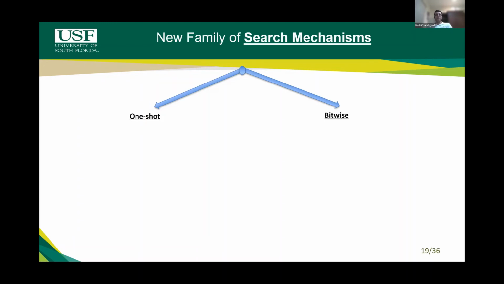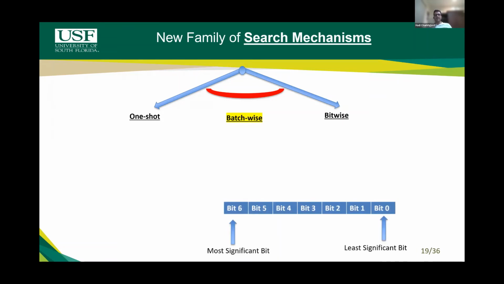So here is basically a summary of the search mechanism. You have the one-shot approach and the bitwise approach that I explain in this talk. But I want to tell you that there are tons of other search mechanisms that you can develop, and we have personally not yet had a chance to explore them. These are future research directions. I call them batch-wise approaches, which lie between one-shot and bitwise. Basically, if you have 6 bits, instead of going bit by bit or one-shot, you can go batch by batch, from the most significant batch to the least significant batch.